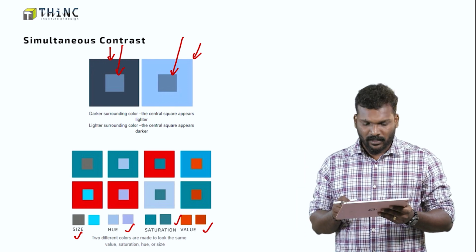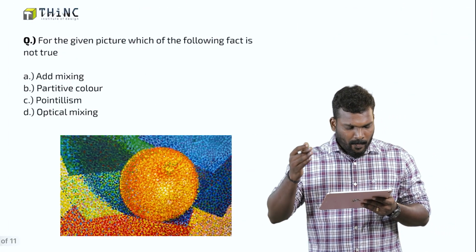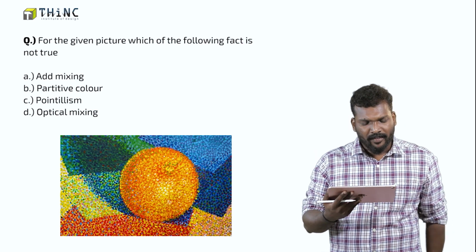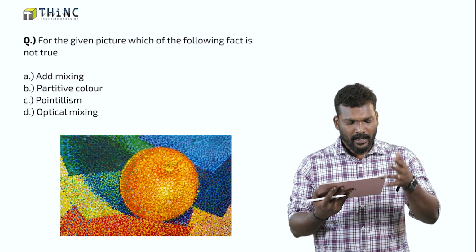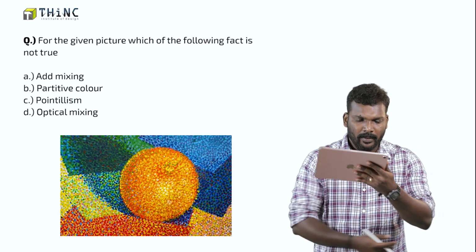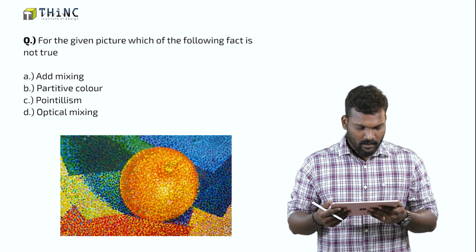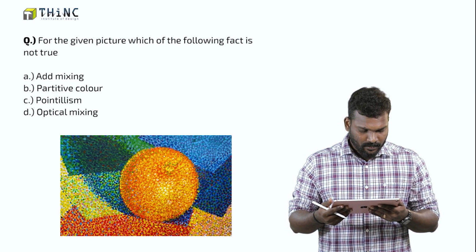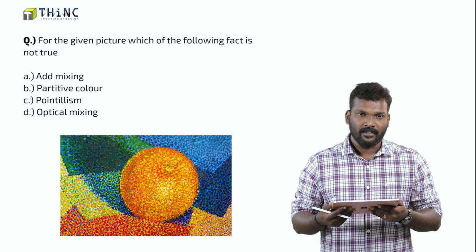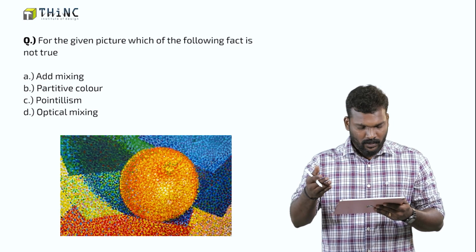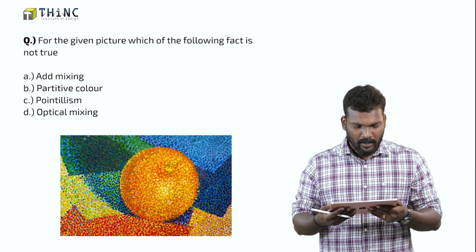Moving on to the next question. For the given picture, which of the following facts is not true? Option A, admixing. Option B, partitive color. Option C, pointillism, and option D, optical mixing. As usual, you can go down and comment your answer in the comment box.